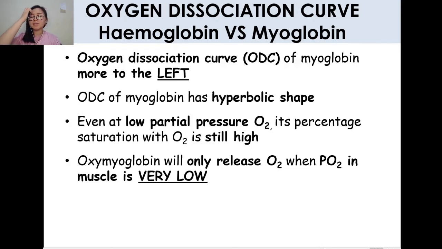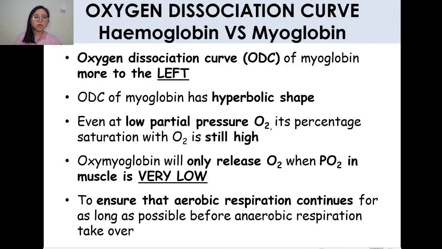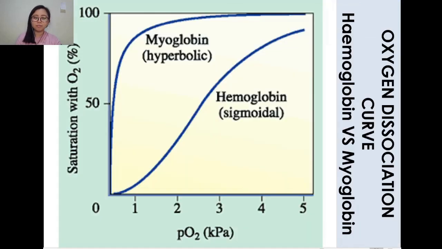Bila itu muscle sampai sesak nafas sudah, kekurangan oksigen sudah betul-betul kekurangan oksigen, baru oxymyoglobin akan lepaskan dia punya oxygen molecule. This is to ensure that aerobic respiration will continue for as long as possible before anaerobic respiration will take over. So this is a comparison of that myoglobin and hemoglobin ODC.